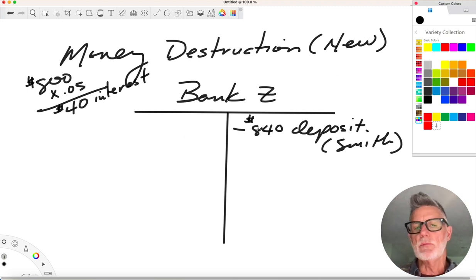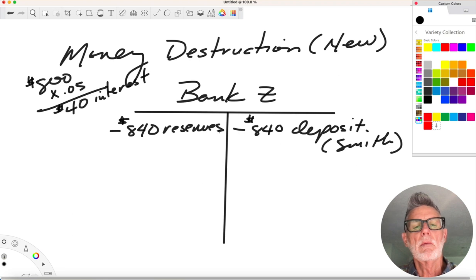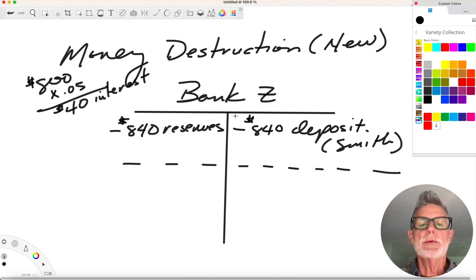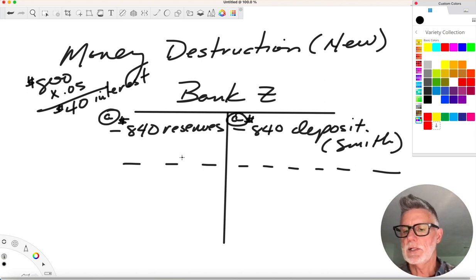And remember, Smith has an account with Bank Z. That's why Bank Z was willing to loan to Smith, because Smith was doing his banking at Bank Z. And so this $840 withdrawal to pay the loan is going to reduce reserves by $840. Okay, so this is transaction A. Well, I should have done this in green, but I'm getting so excited here, I forgot what color I was using. So bear with me. All right.